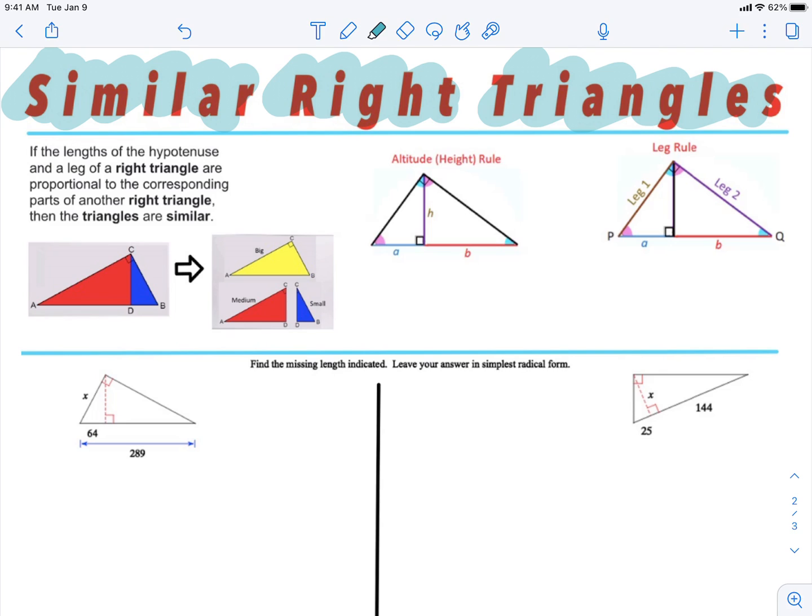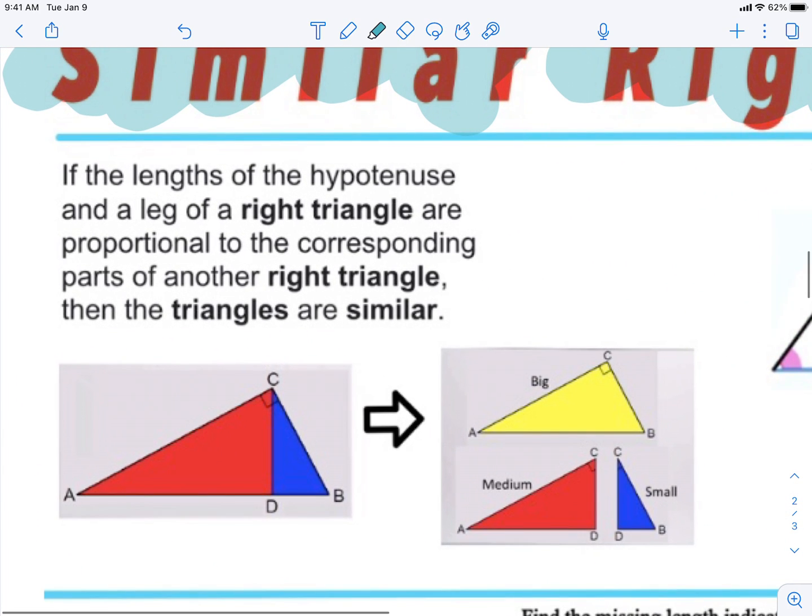Last time we did similar triangles, but this time specifically we're going to cover similar right triangles, meaning triangles that have a 90-degree angle, correct? The first thing we notice here is our definition, which says if the lengths of the hypotenuse, which is the longest side of a triangle, and a leg of a right triangle, one of the two other sides of the triangle, are proportional to the corresponding parts of another right triangle, then the triangles are similar. Those are fancy words for: if the parts match, if they are proportional, like they were in the similar triangles lesson, then the triangles are similar.